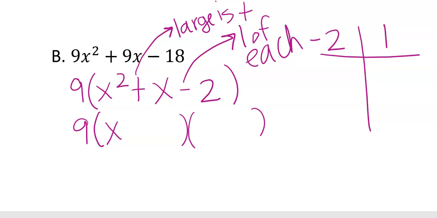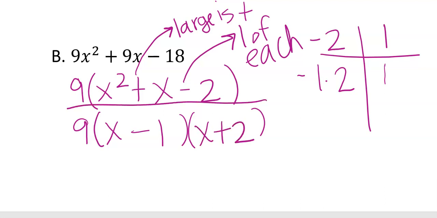Okay, so the only factors of 2 are 1 and 2. Largest one is positive, smallest one's negative. When you add them together, you get 1. So it would be minus 1 plus 2. Oops, I forgot my x on that one. And the order is okay if you have them switched.